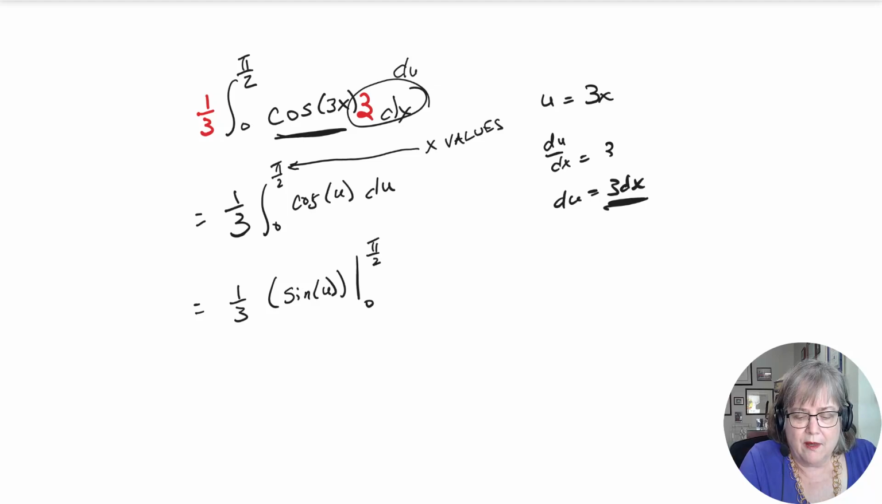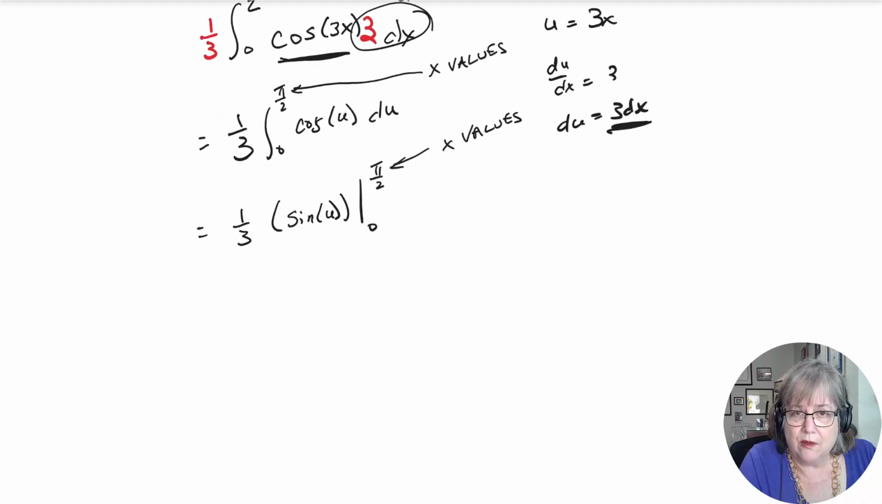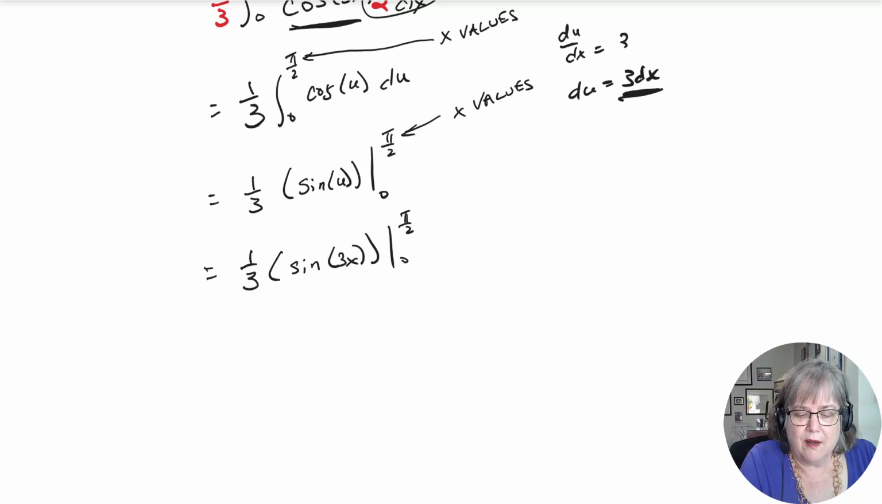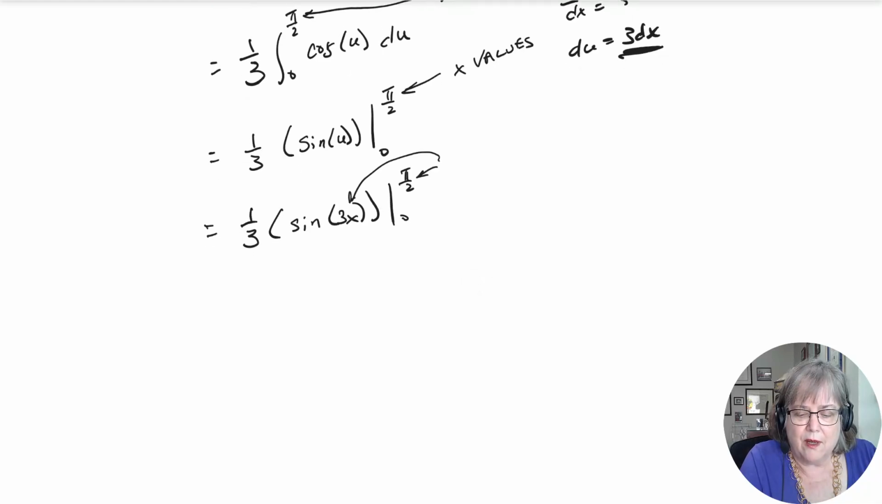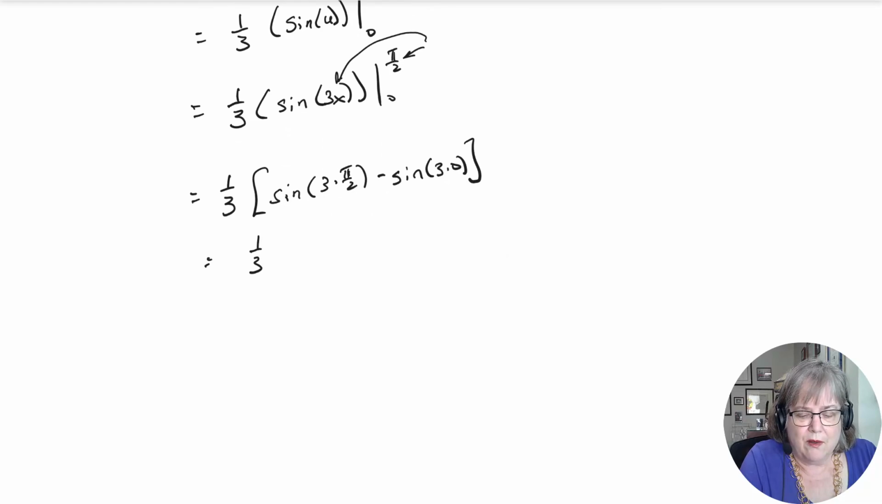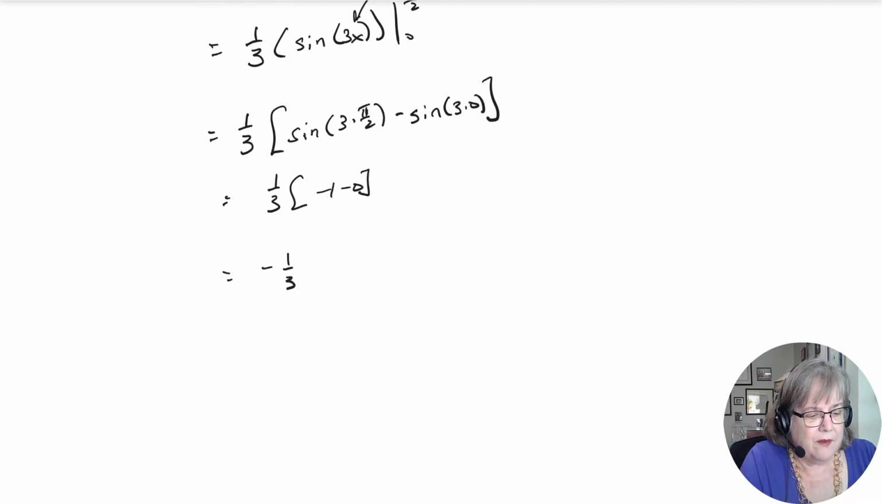Now, again, these are x values. So you cannot substitute an x value into u. You would substitute u values into u. So I change it back. So like I said, the change of variable technique. And now I can insert an x value into an x. So I have 1/3 sine of 3 times pi over 2 minus sine of 3 times 0 equals 1/3 times minus 1 minus 0. So it's negative 1/3.